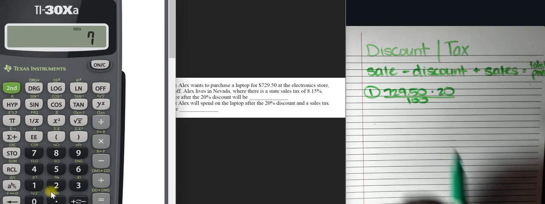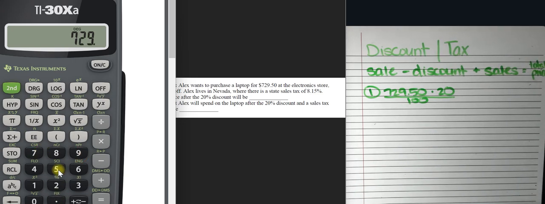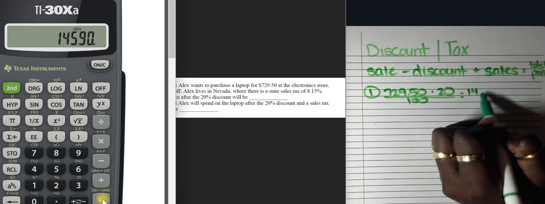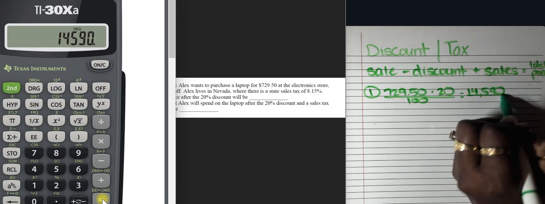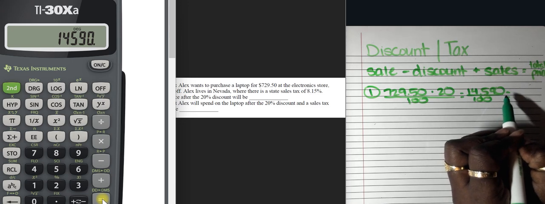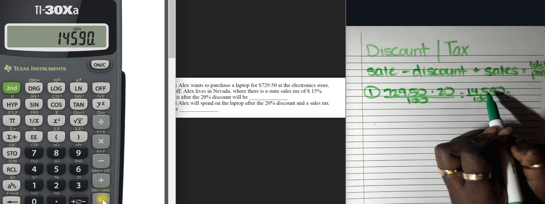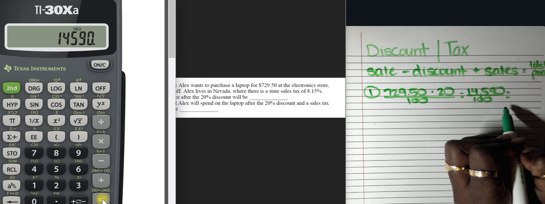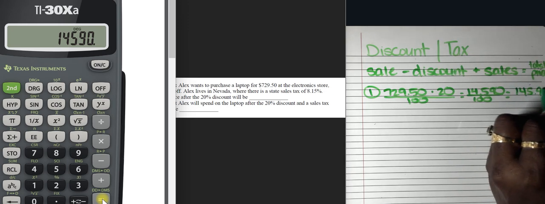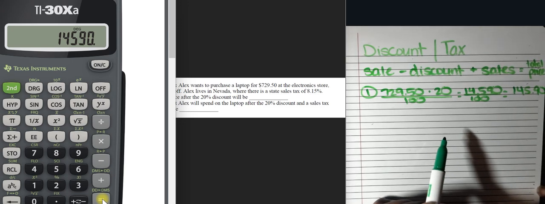So if we plug that in, 729.5 times 20, we come out with 14,590. And then we're going to divide that by 100. Dividing by 100, remember, just shifts the decimal from wherever it is, and if we can't see it, it's to the far right. Shift the decimal 2 places to move it 100 times. So we have 145.90. So this is one way that we could find what our discount is.